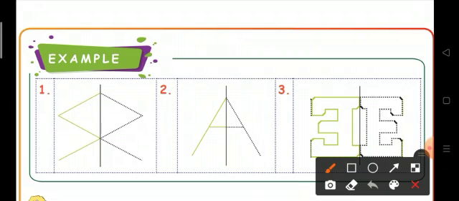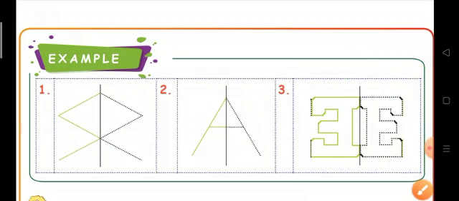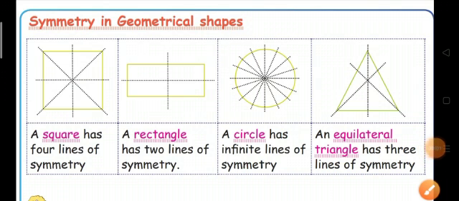Now we have taken this shape and it looks like this when we see it in the mirror. Okay, and next, now again we'll take this shape. It is A shaped when viewed in the mirror. Okay, and next again we'll take this shape. It is E shaped when viewed in the mirror. Okay, and next, see symmetry in geometrical shapes.